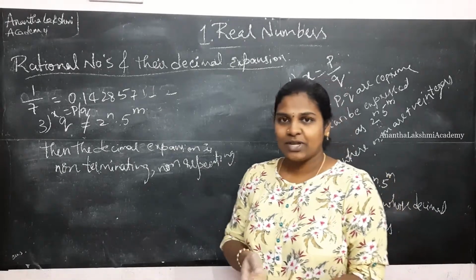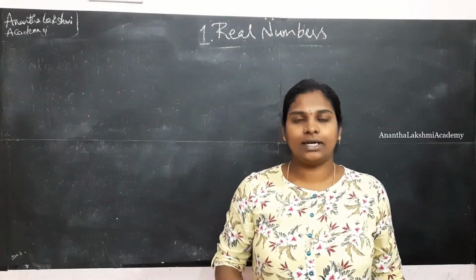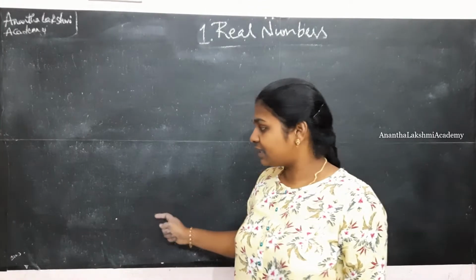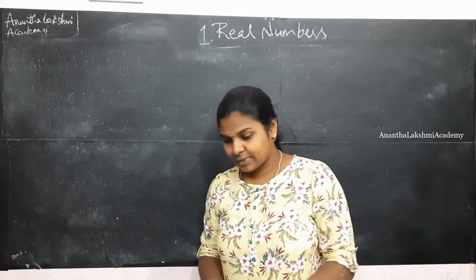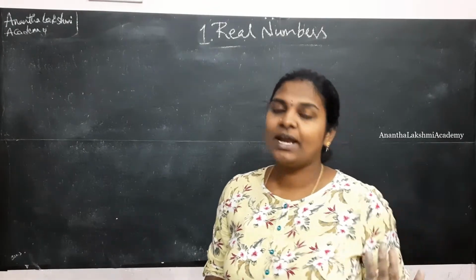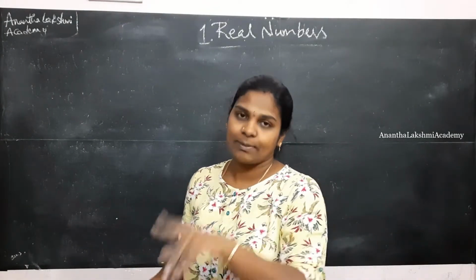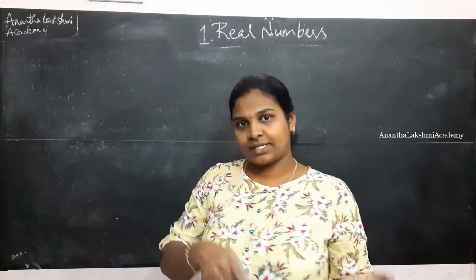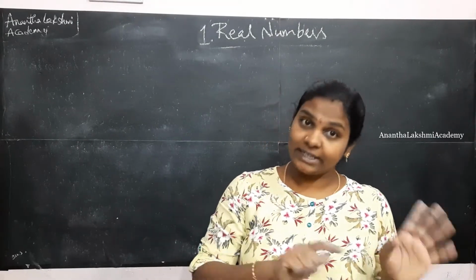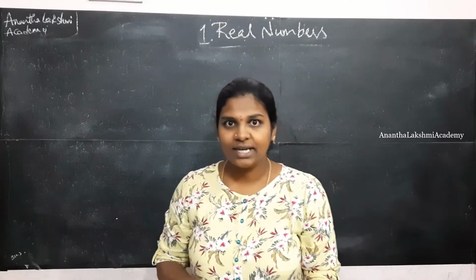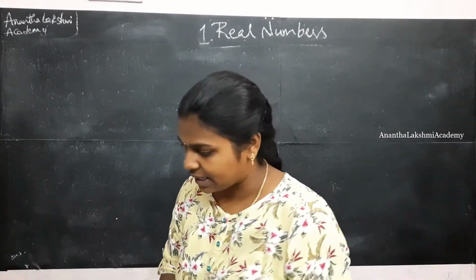Alright, so let's jump into the exercise part. In the third theorem, I have written it as non-repeating, but it is repeating. It is a recurring decimal. When the denominator is not in the form of 2 power n and 5 power m, then the decimal expansion is non-terminating and repeating. Alright, so please make a correction to that.